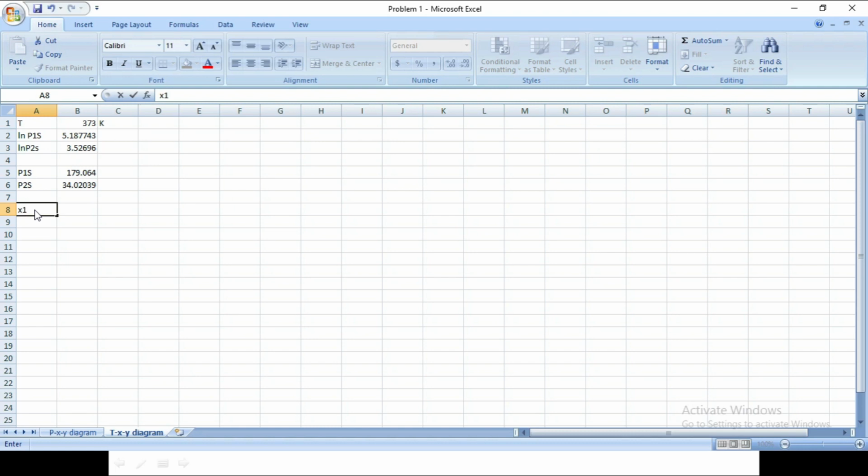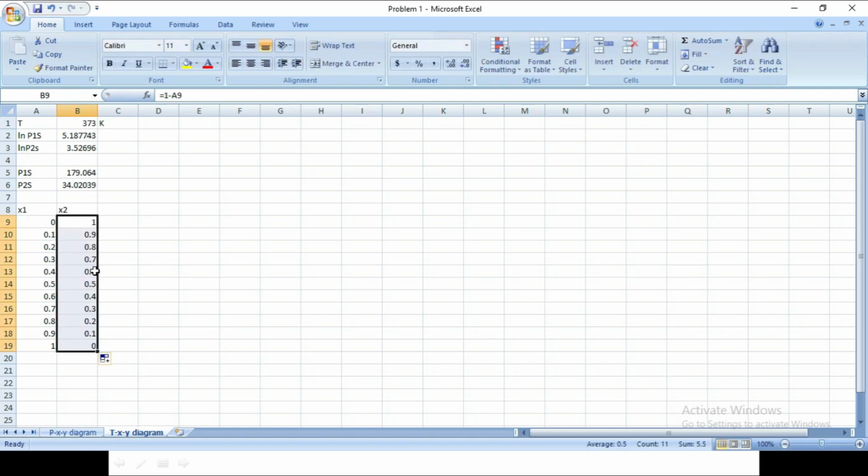x1, x2. I am going to assume x1 values from 0 to 1 in steps of 0.3. Extend the logic to the rest. Now x2 equal to 1 minus x1. Copy the formula to the entire column.